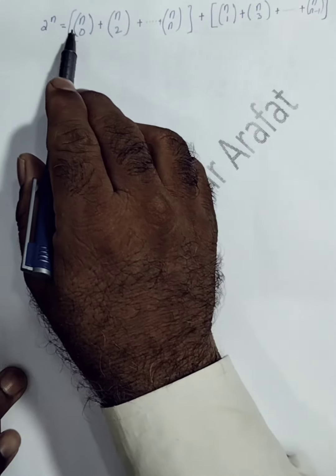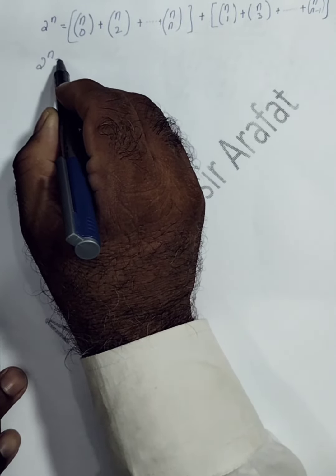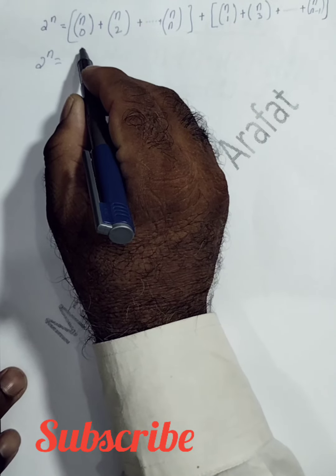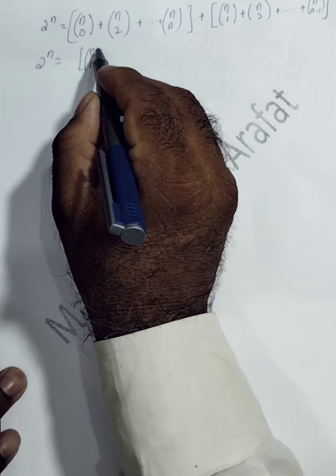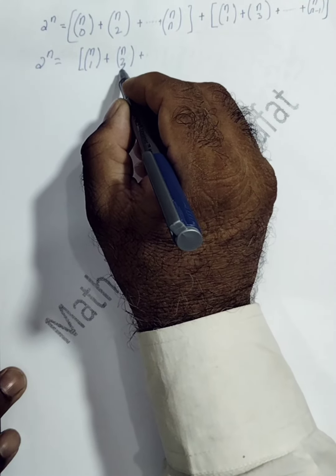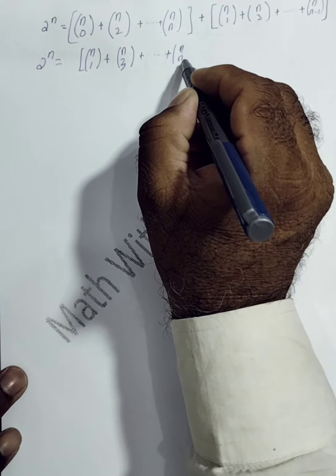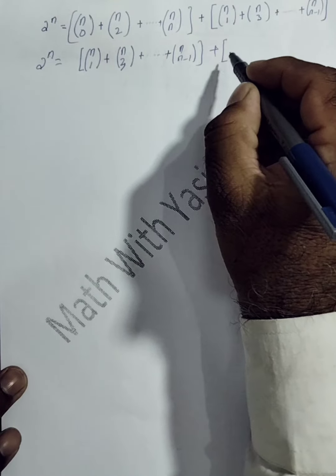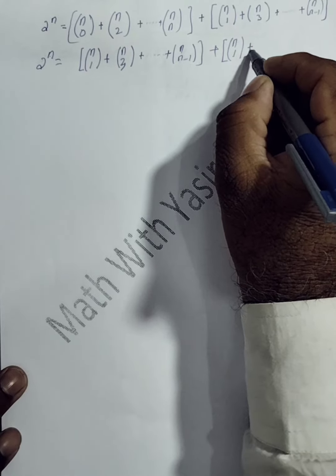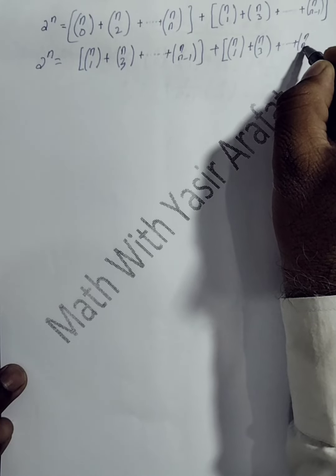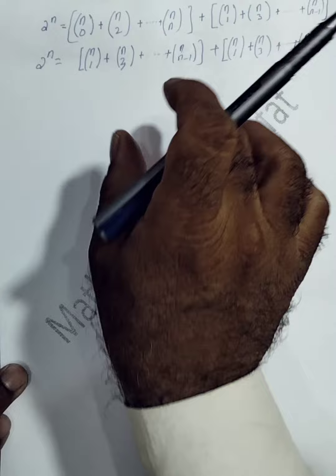Now dear students, the result of this expression from equation number 1 is equal to the same value of nC1, nC3, and so on. So we put the value from equation number 1 for nC0, nC2, and so on, that is nC1, nC3, and so on, up to nC(n-1). So this is the same amount here.